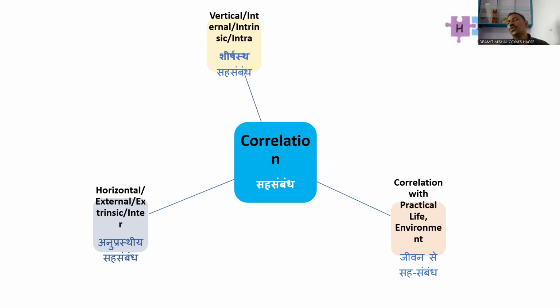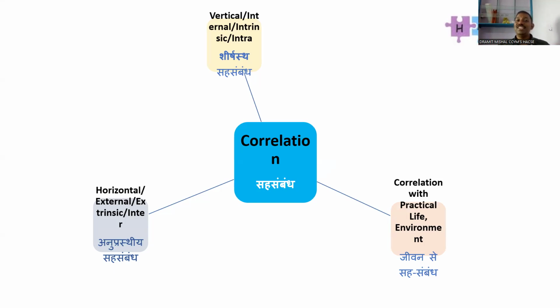Now, something more about correlation. How is correlation categorized? Educationalists, or all of us, can categorize correlation into three types. One is horizontal correlation, also called external, extrinsic correlation or intercorrelation. It is correlation between different big subjects: English or languages with science, science with mathematics, social studies with science, mathematics with social studies, and so on.